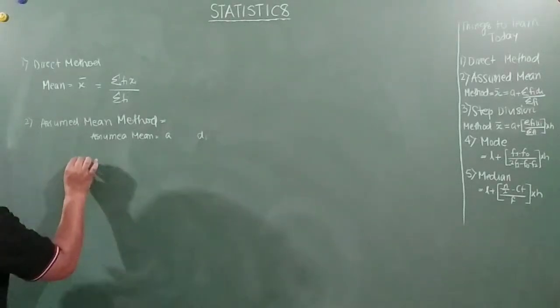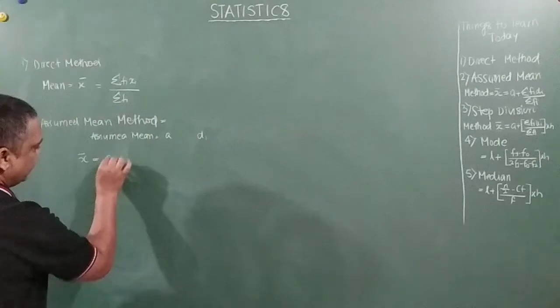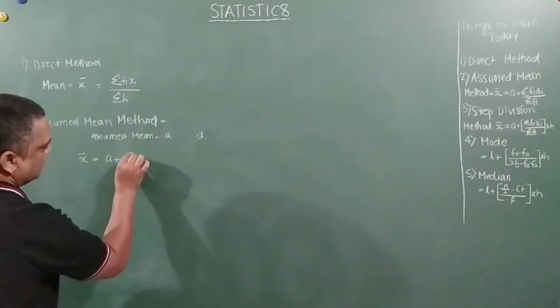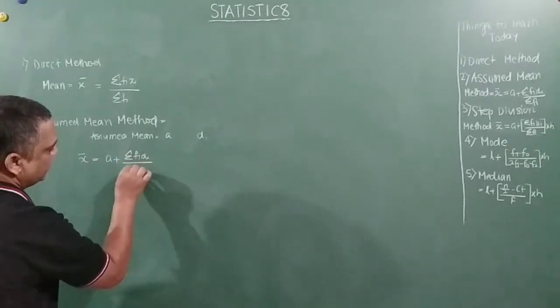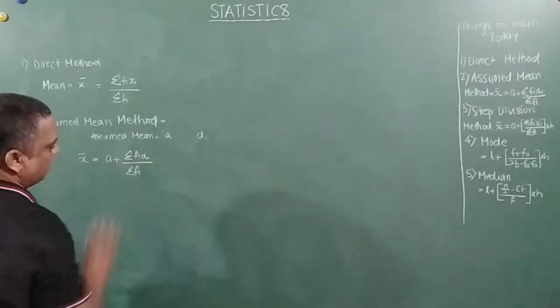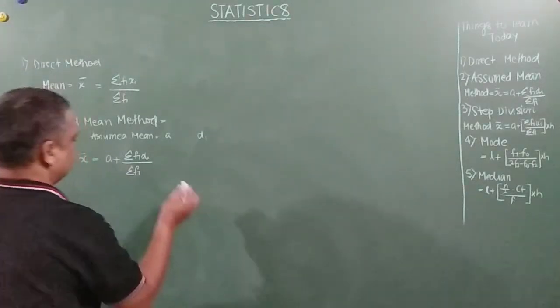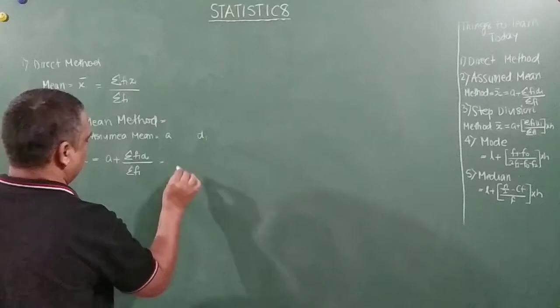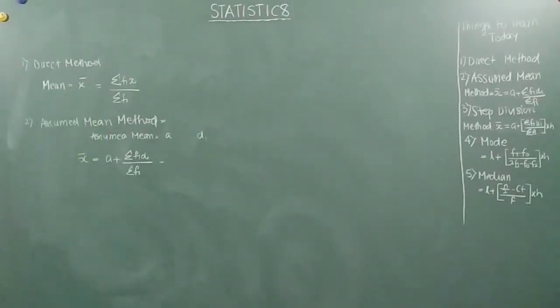So here x bar is given by A plus sigma fi di by sigma fi. Right? So how did we actually arrive at this? Basically we can prove it like this. One second.